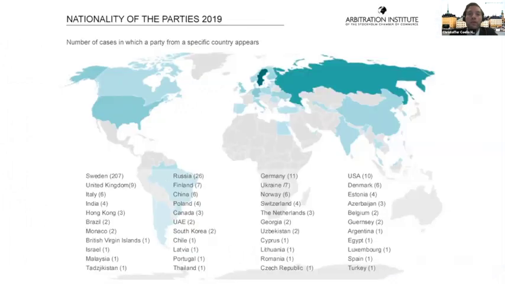So, looking a bit closer at the nationality of the parties in the cases administered by the SCC, we have here a slide showing the nationalities of parties in SCC arbitration during 2019. So this is the statistics for last year, but the statistics tend to be quite similar from year to year, where we can see that the most common nationality of the parties is Swedish, followed by Russian, and then also followed by some other CIS countries.